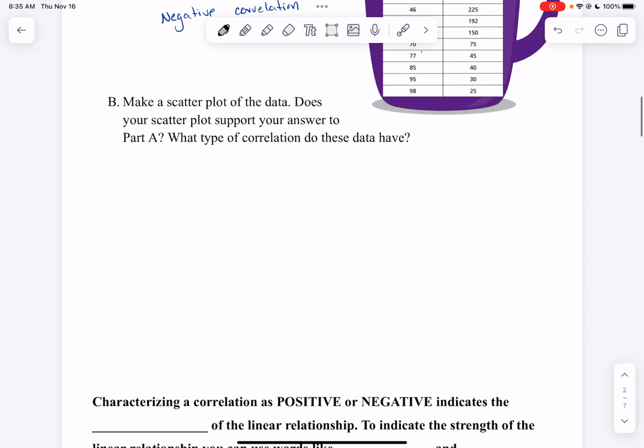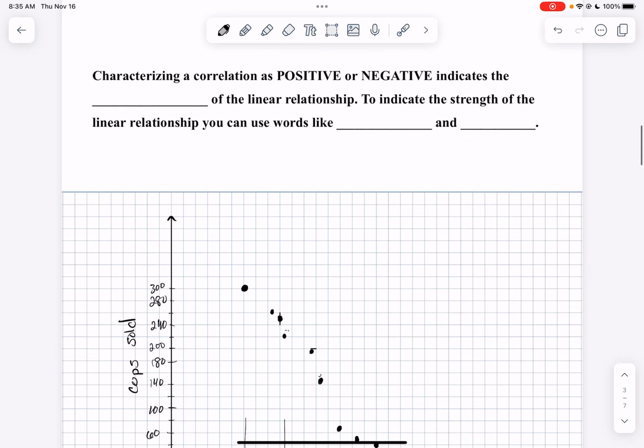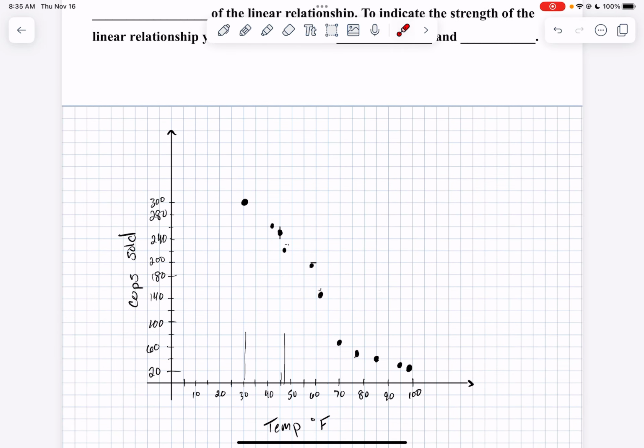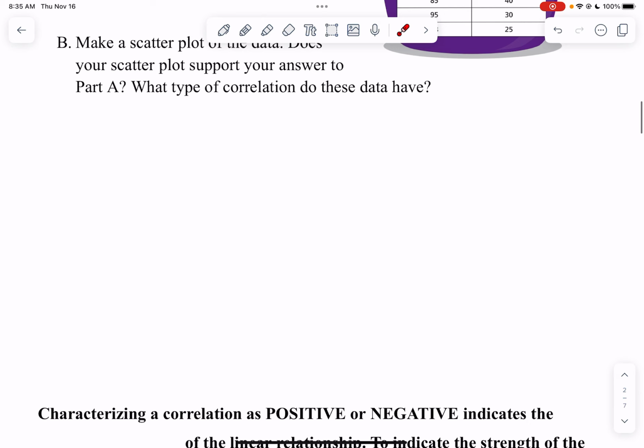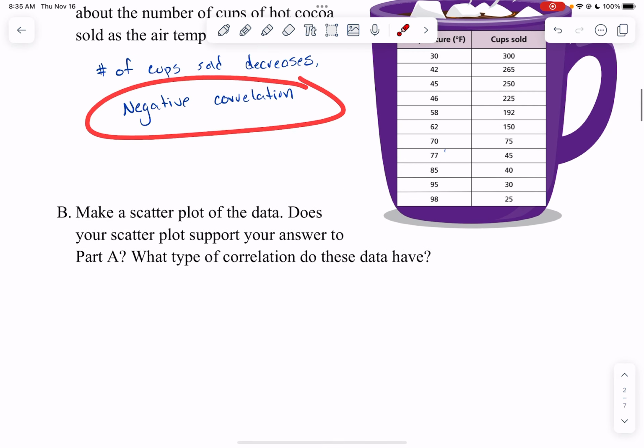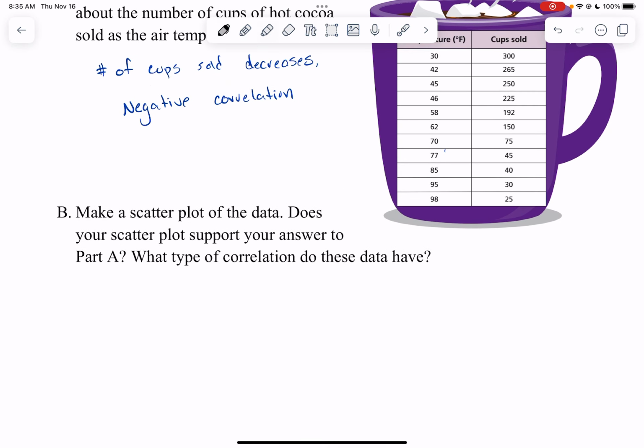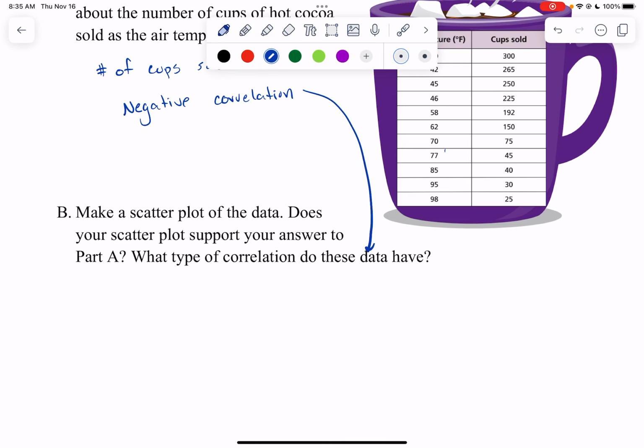So, does your scatter plot support your answer to part A? Sure does. As we go over, my graph goes down. So that does show that negative correlation. What kind of correlation does this data have? We already answered it. Negative. It has that negative correlation.